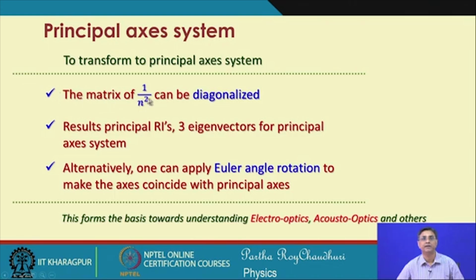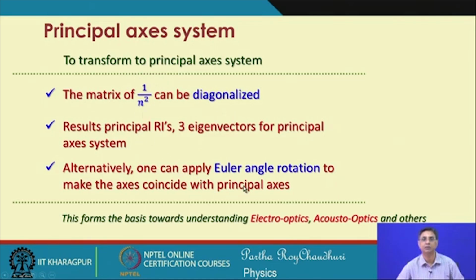So, the matrix of 1 by n square can be diagonalized. The idea is that if we are given a medium where we do not know the principal axis system of the medium, and we want to identify that using the permittivity tensor, which is in general not diagonal, then we can diagonalize, and by diagonalizing we can find out the eigenvalues, and from there we can find out the eigenvectors which will correspond to the direction of the electric field or the D field in the principal axis system. So, there are two ways of doing that, by diagonalizing this matrix.